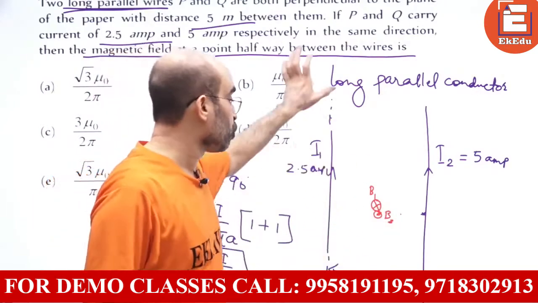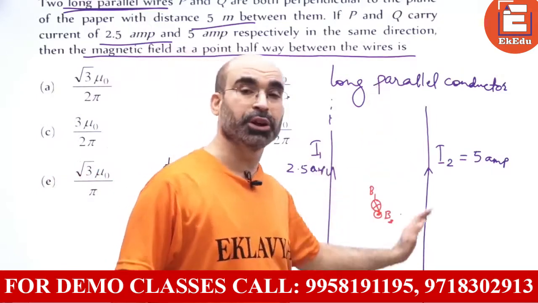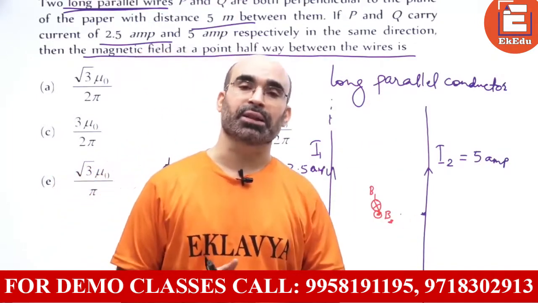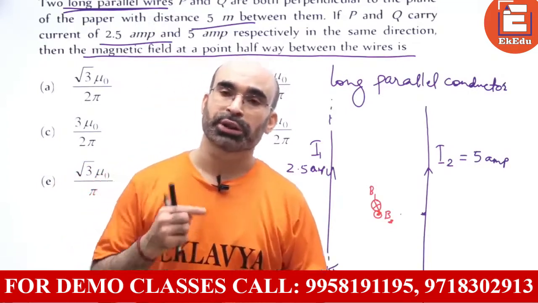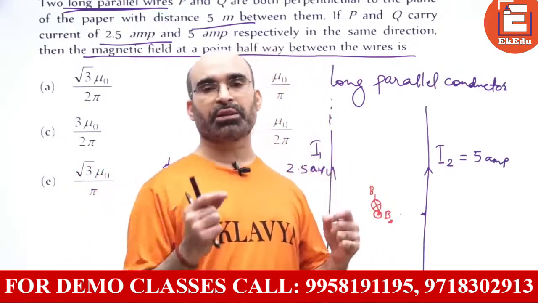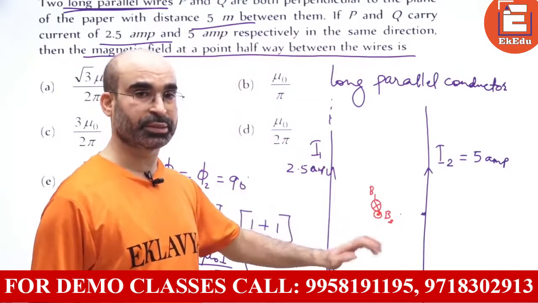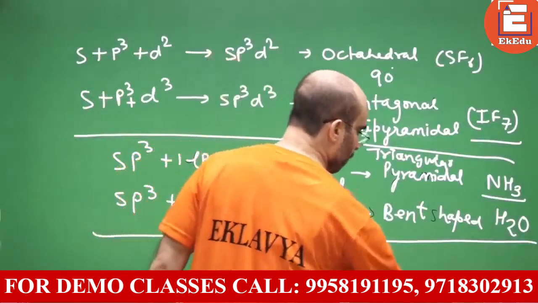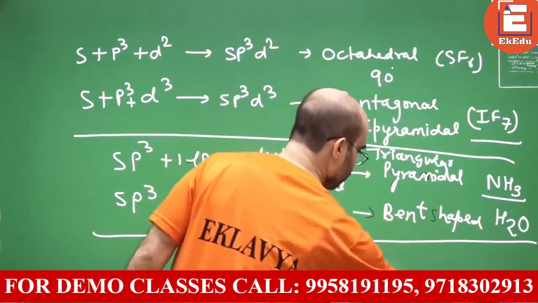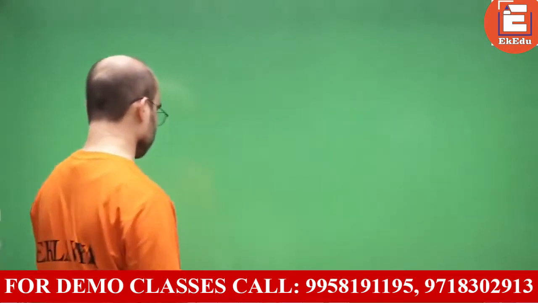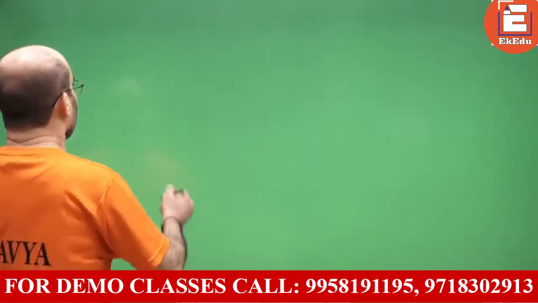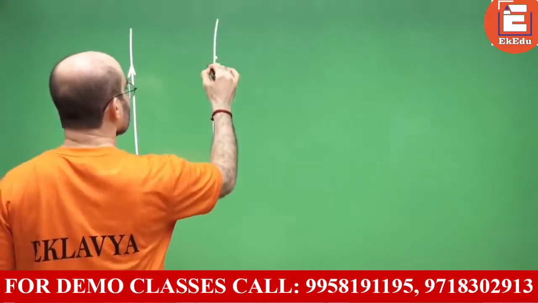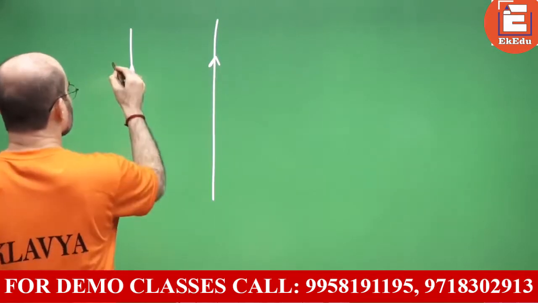Here we need to find the net magnetic field. So the magnetic field due to the first conductor and the magnetic field due to the second conductor. You are aware that magnetic field is a vector, so the net magnetic field will be the vector sum of the two magnetic fields. Alright, so let us do this. This is going to be very, very simple. Magnetic field due to this and due to this.